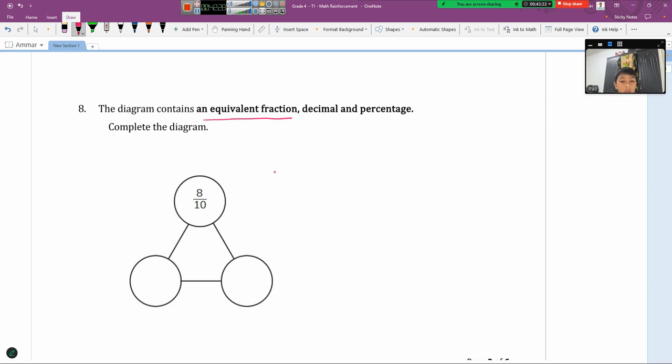Equivalent fractions are identical in magnitude. Identical in magnitude means the values of equivalent fractions are the same, right? For example, let's say half. Can you tell me some equivalent fractions for this fraction? 5 out of 10.